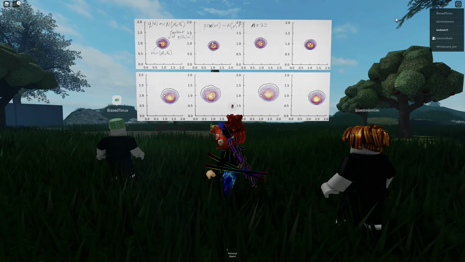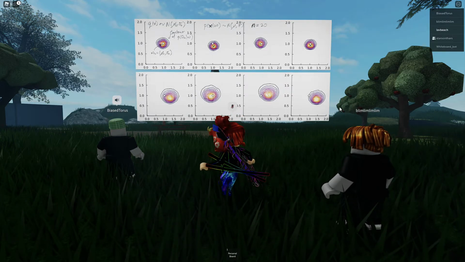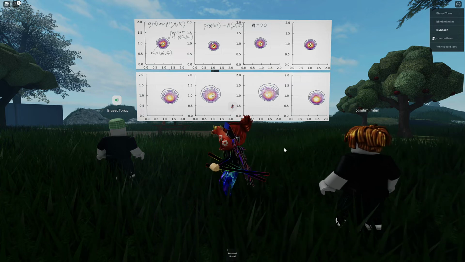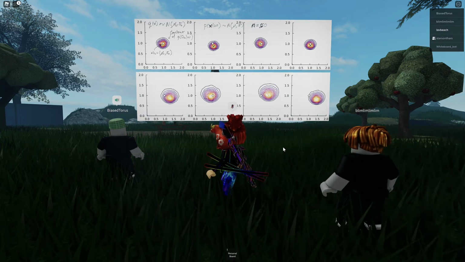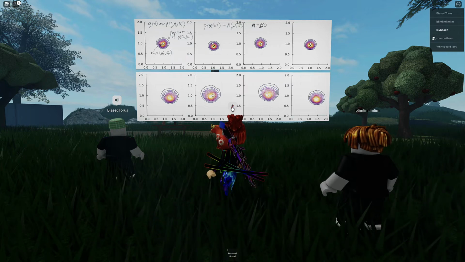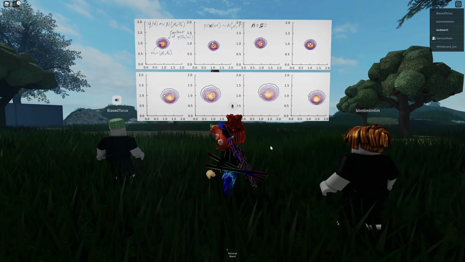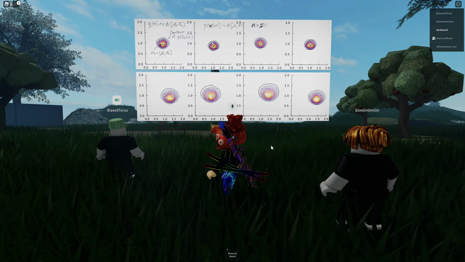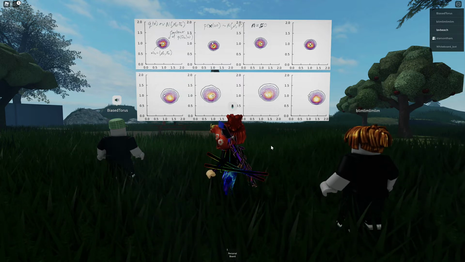Oh, sorry. The top plot is n equal to 50. That's the one with the higher sample size, and you can see that it has a tighter distribution around the true parameter.